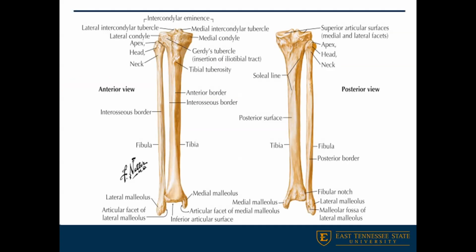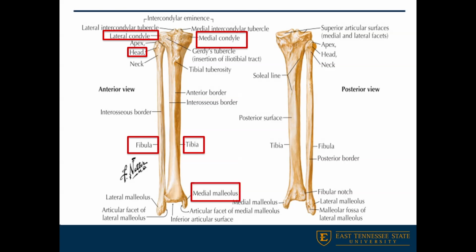Starting now with the bones of the leg, we have the tibia and the fibula. These bones are connected by an interosseous membrane. The tibia articulates with the femoral condyles proximally, and the head of the fibula only articulates with the tibia. You'll find this to be important if you ever have a patient who has an isolated fibula fracture. You'll find that the fibula is non-weight bearing. Each of these bones has a distal projection. The tibia has the medial malleolus, and the fibula has the lateral malleolus.